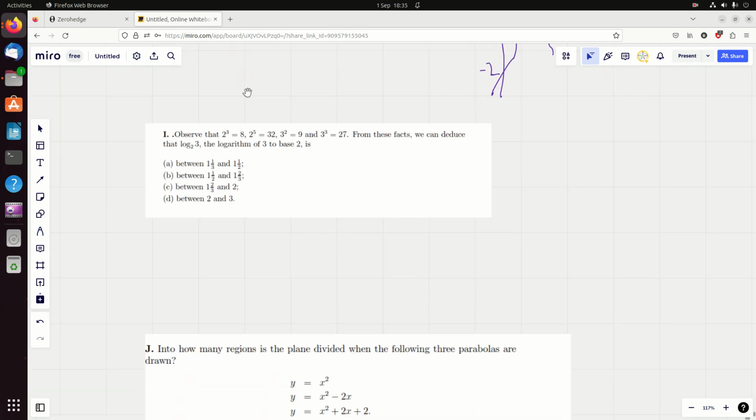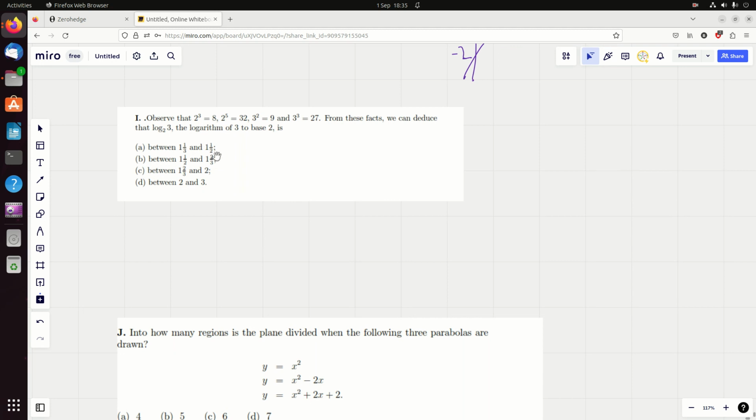Okay, next one. Observe that 2 cubed is 8, 2 to the 5 is 32, 3 squared is 9, and 3 cubed is 27. From these facts, we can deduce that log base 2 of 3 is between that and... Ooh, this sounds a little bit more interesting. Good. This looks harder. Okay, so straight away, I'm going to take logs both sides of that, and I'm going to see that 3 log 2 equals log 8. Yeah?